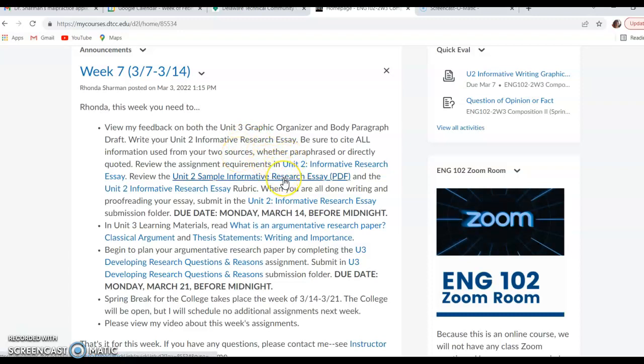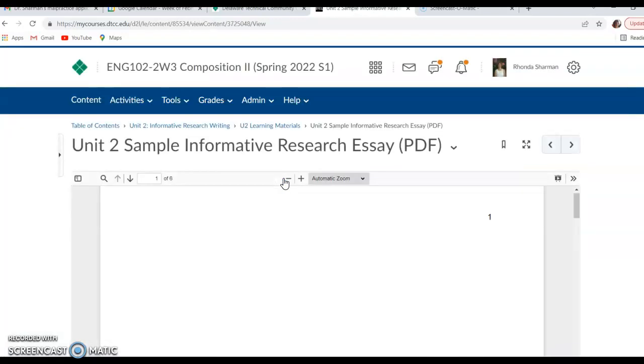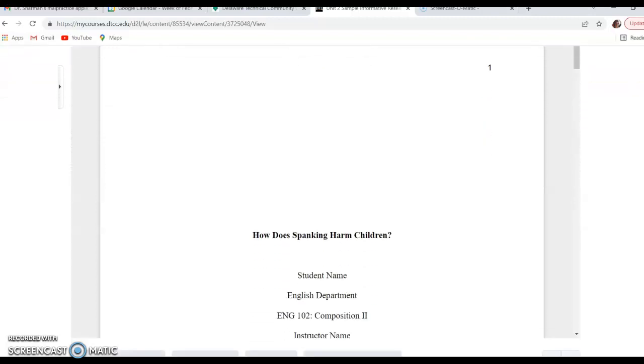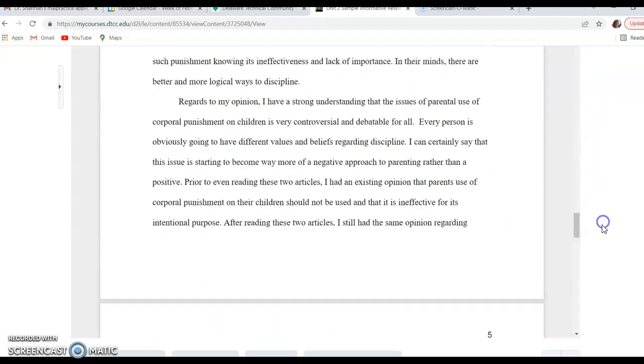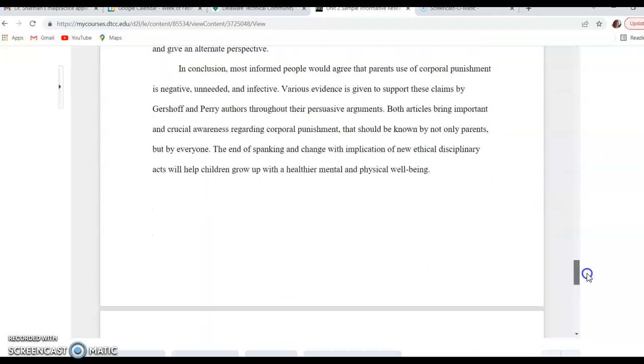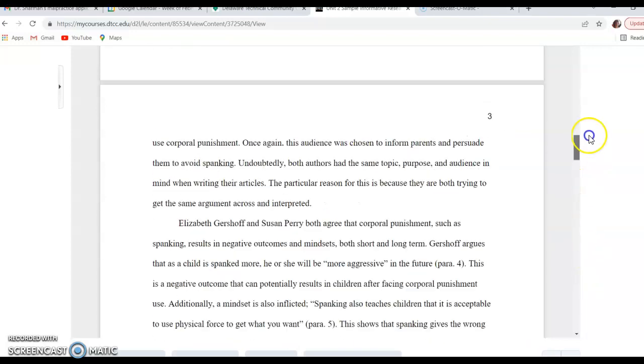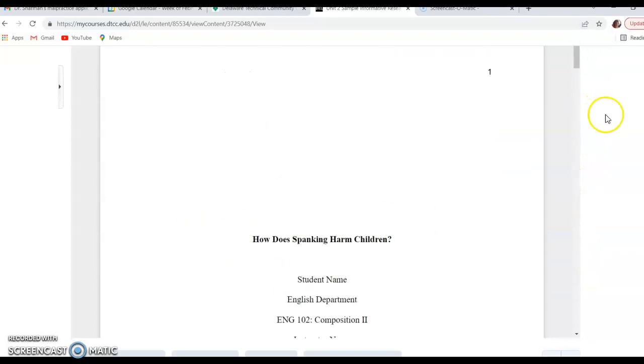Please go to the sample essay and look it over to see what your paper should look like in terms of format, in terms of title page and references page, and read through it so that you get a sense for what you're doing in the paragraphs for this essay.